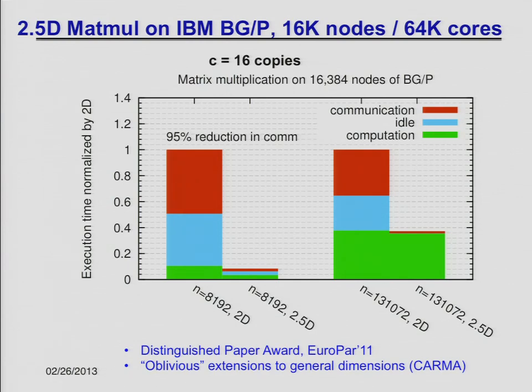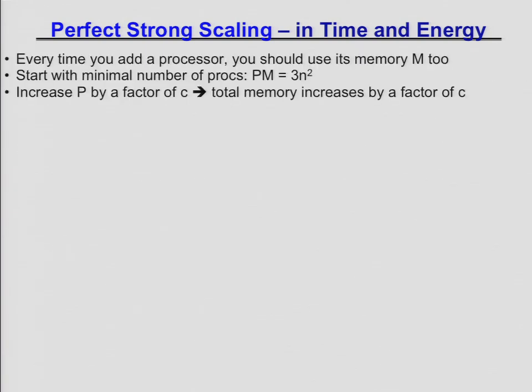Okay, so now I just want to say, how does all this scaling work if you use these algorithms? I'm going to claim that by using all the memory, you can have something we're going to call perfect strong scaling. The idea is, every time you add a processor, the processor comes along with some memory, right? That's how processors are built. So we should always use that memory. The question is, how do we organize the algorithm so whenever a processor comes along, we also use all the hardware resources we get? Let me show you how these formulas predict how things scale.